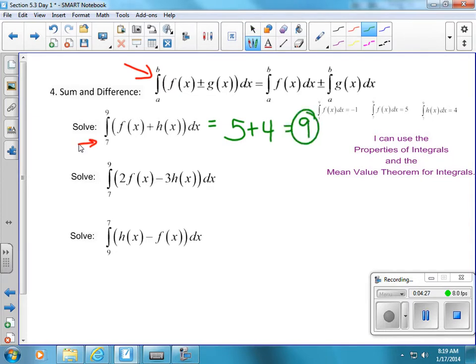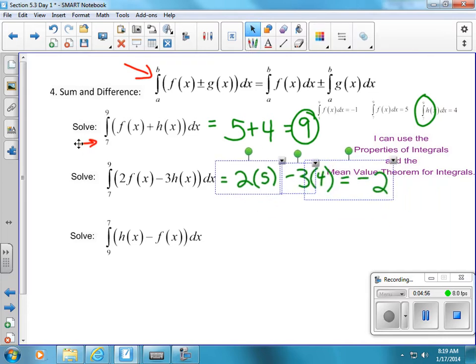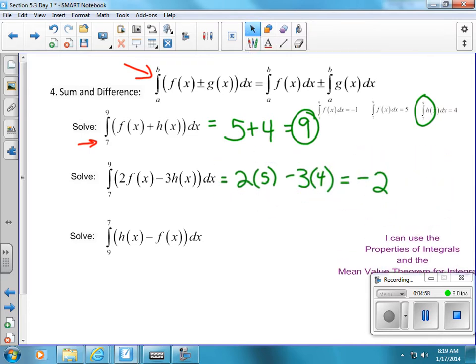The second one, we take the constant multiplier rule times the value of the functions. So this one we have 2 times the f function, which is 5, minus 3 times the h function values from 7 to 9, which were 4. So 10 minus 12 is a -2. That's the answer to the second one. I have to write it over here so it doesn't make funny squiggles.